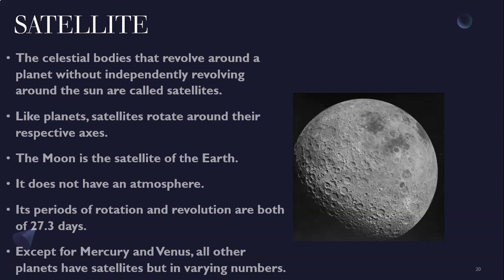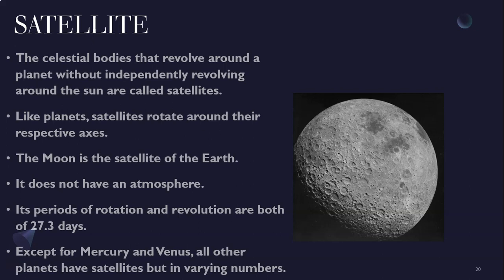It does not have an atmosphere. Its period of rotation and revolution are both 27.3 days. Except for Mercury and Venus, all other planets have satellites, but in varying numbers.